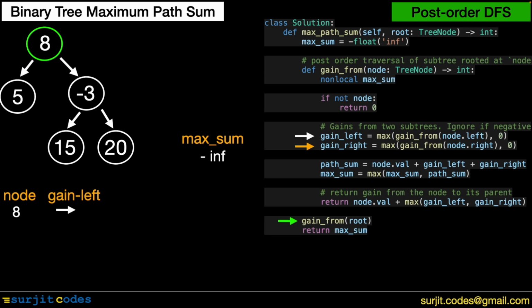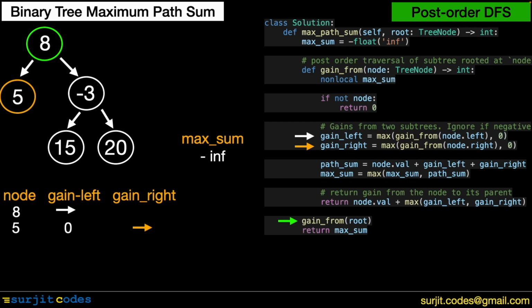Recursion is called at two places within the recursive function. First call is at white mark, where the value is assigned to gain left. The left child of the node is 5, which becomes the node in the next call. Once again, node is not none, and we again reach the statement with white mark. This time, left child is none, which becomes node in this call. So the if statement becomes true and the function returns 0, which is stored at gain left in the previous call of the function.